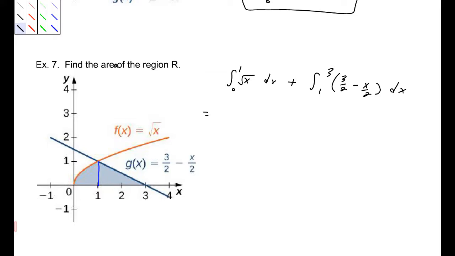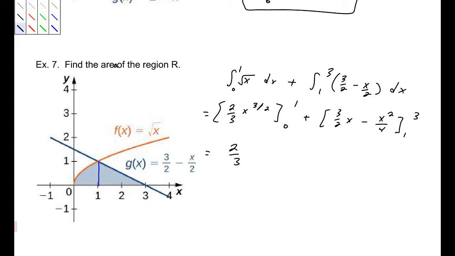Well, that first one is going to be x to the 3 over 2, and we divide by 3 over 2, so 2/3, from 0 to 1. It's easy enough. That is going to be 2/3. Plugging the 0 in, nothing, so 2/3. Okay, that'll be 3 over 2x minus x squared over 4 from 1 to 3. Plugging 3 in, we get 9/4. Plugging 1 in, we get 5/4, so that is just 1. So our total region is 5 over 3 units squared.